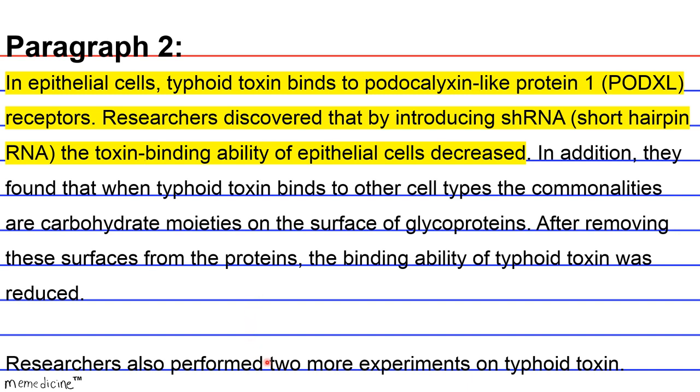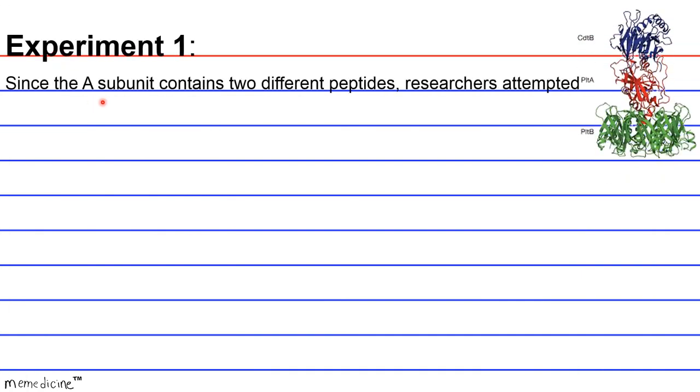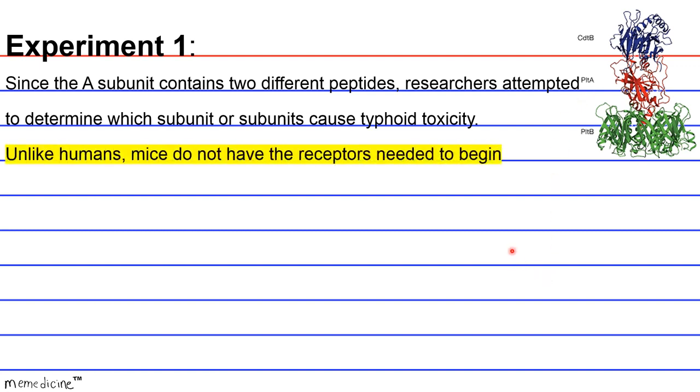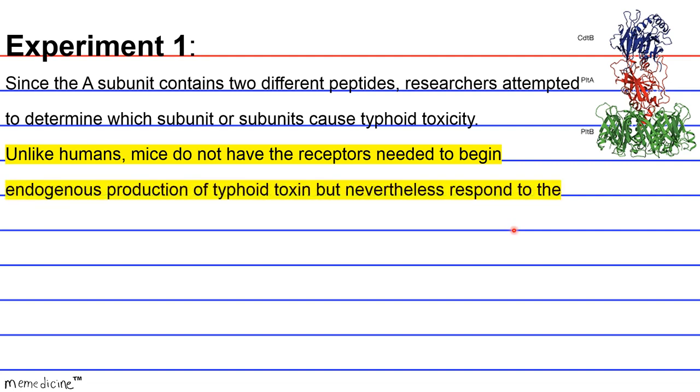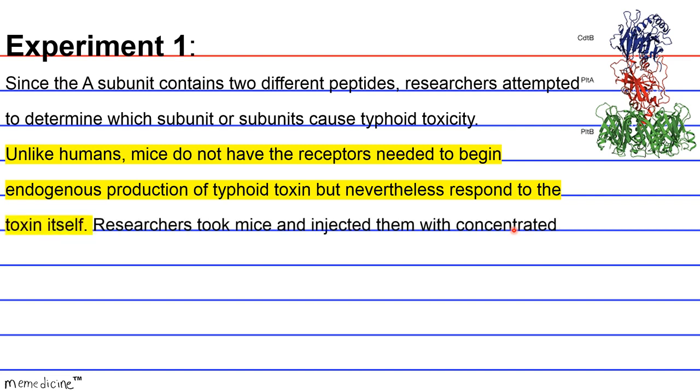Researchers also performed 2 more experiments on typhoid toxin. Experiment 1. Since the A subunit contains 2 different peptides, CdtB and PltA, researchers attempted to determine which subunit or subunits cause typhoid toxicity. Unlike humans, mice do not have the receptors needed to begin endogenous production of typhoid toxin, but nevertheless respond to the toxin itself.